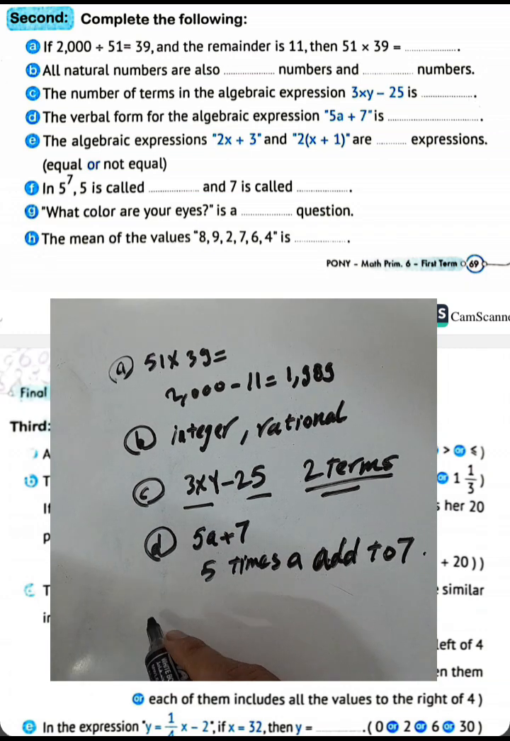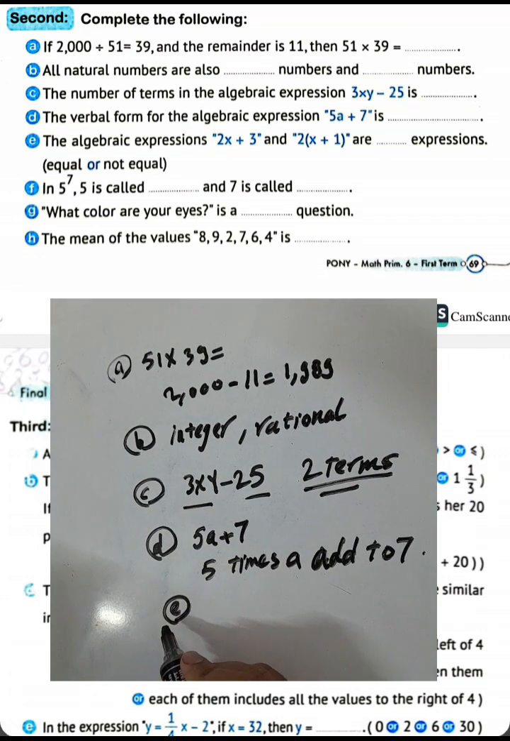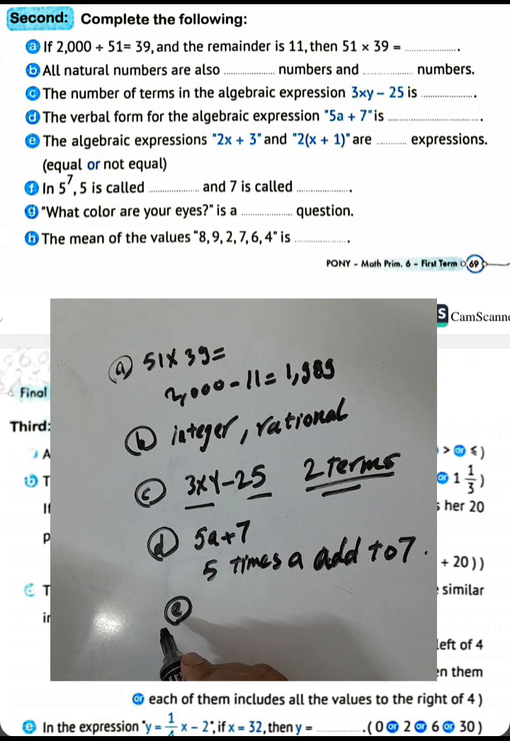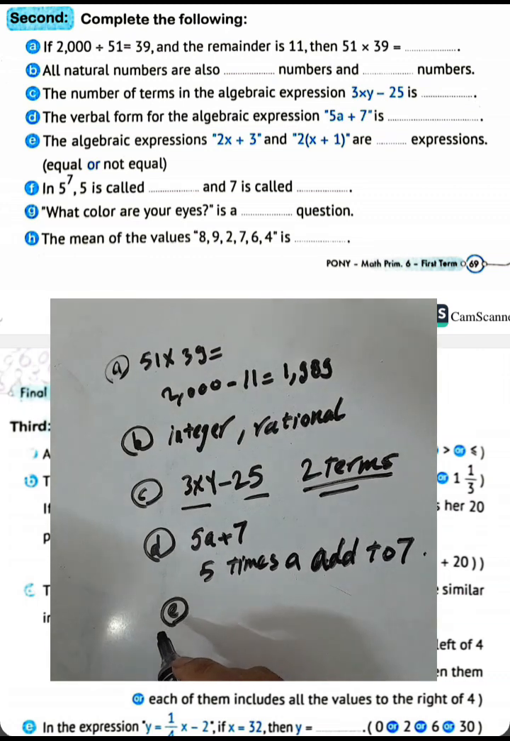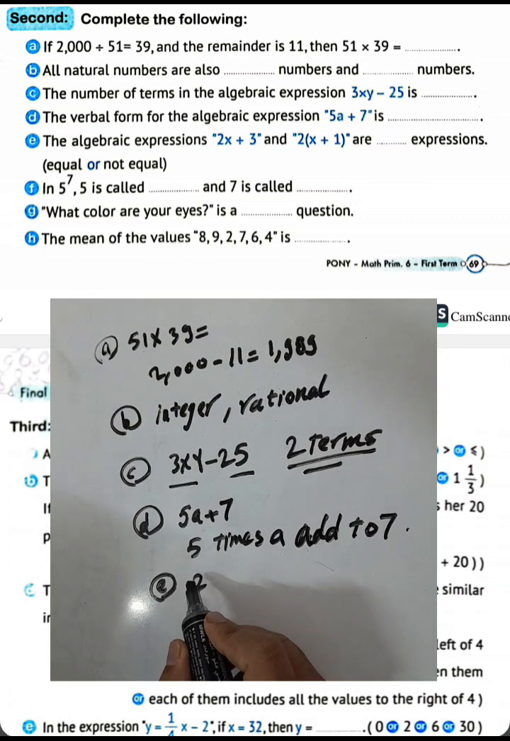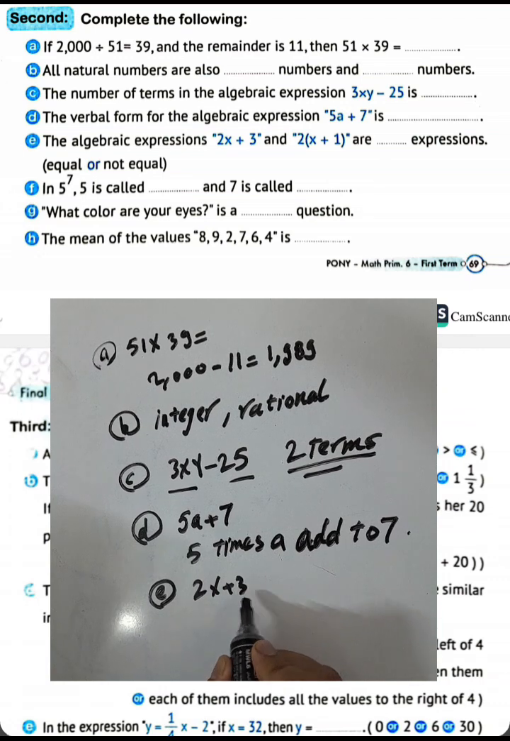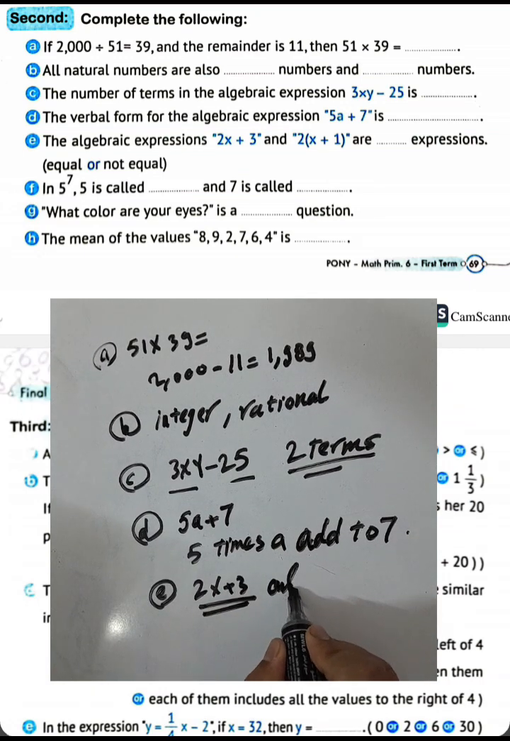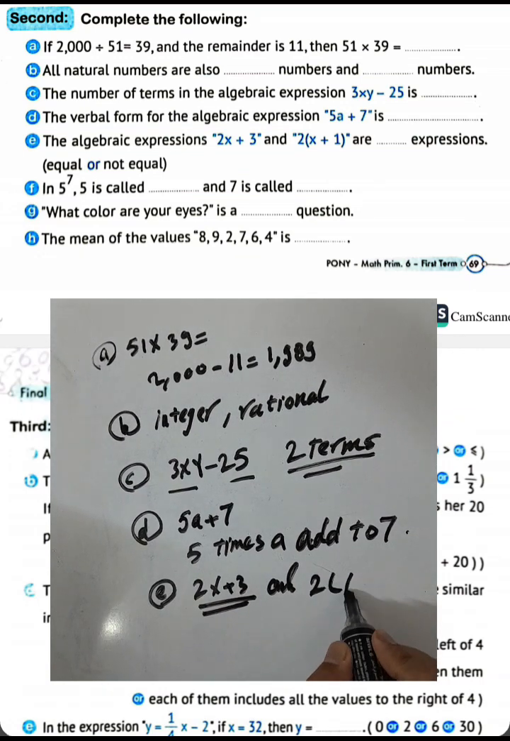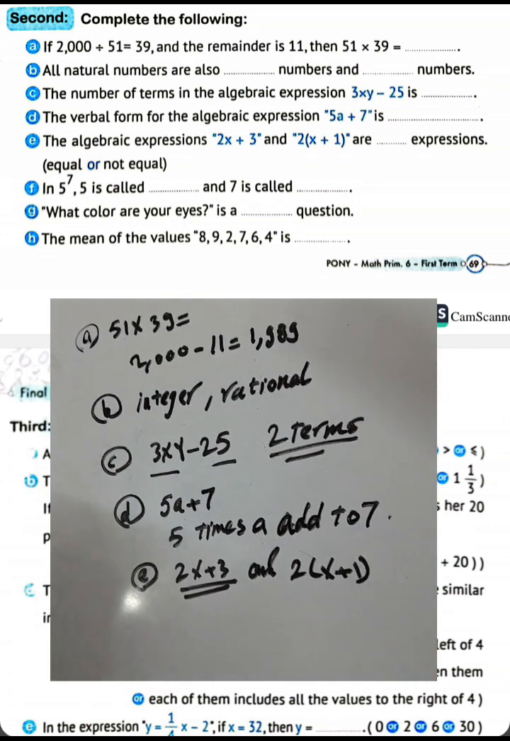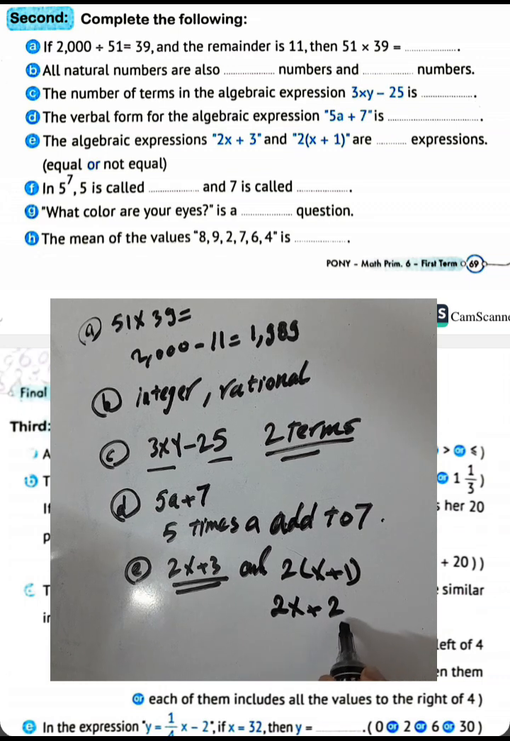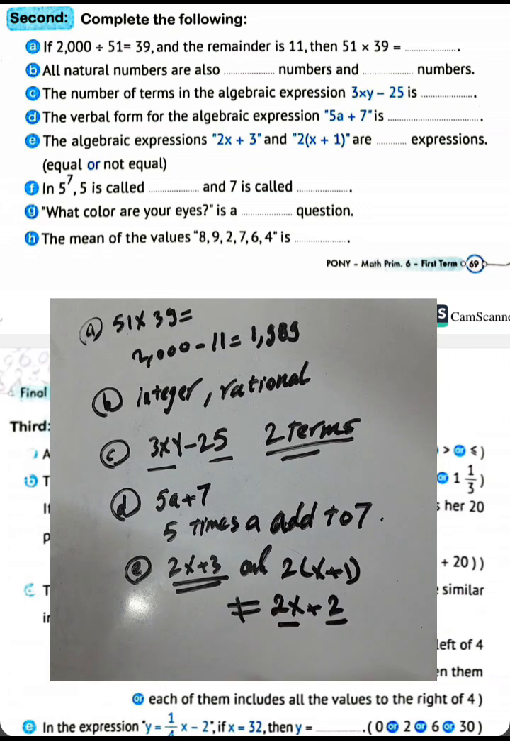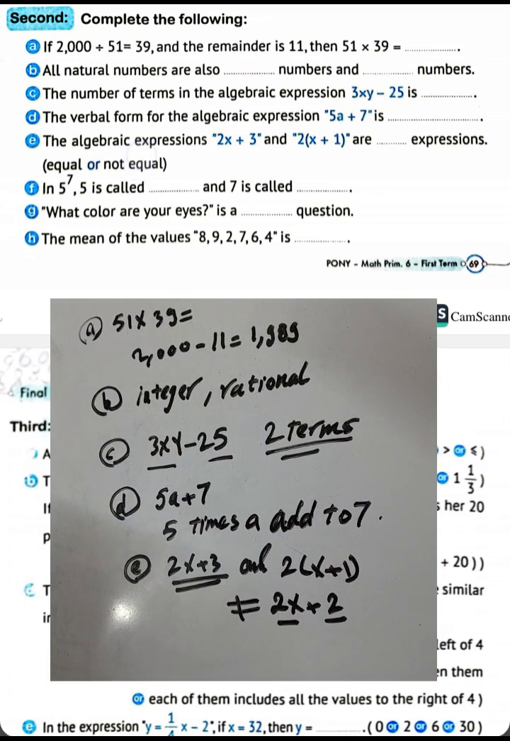Question letter E. The algebraic expressions 2x plus 3 and 2 product of x plus 1 are not equal expressions. If we want to find the result of the second expression, using the distributive property, 2 times x is 2x, and 2 times 1 is 2. It will not be equivalent, so we must write not equal here.